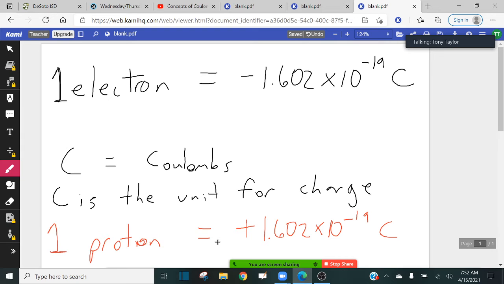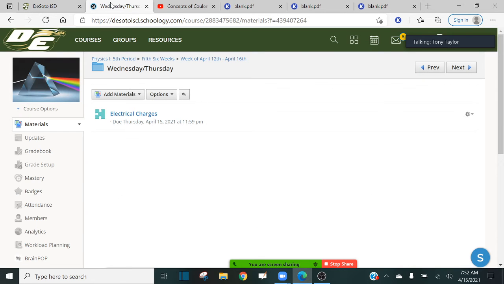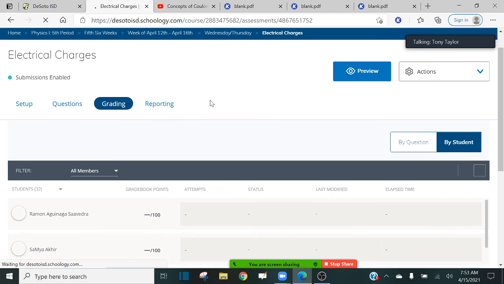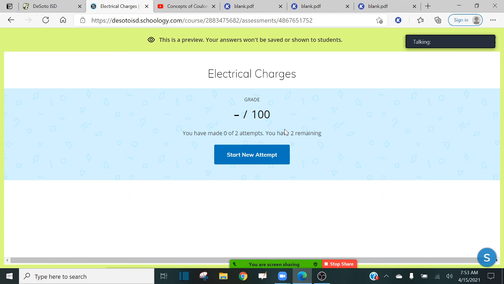Now, last thing I would like you guys to do today, before I let you go, is to go into Schoology and open up the assignment. So we are now ready to get started on the assignment. I'm going to do a few of these with you all, and then I'm going to let you guys go so you can do the rest on your own. So let's open up Schoology and open up the assignment. It's called Electrical Charges. So I'm going to hit Preview.